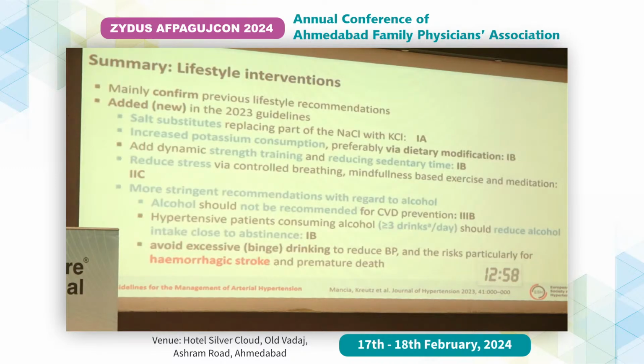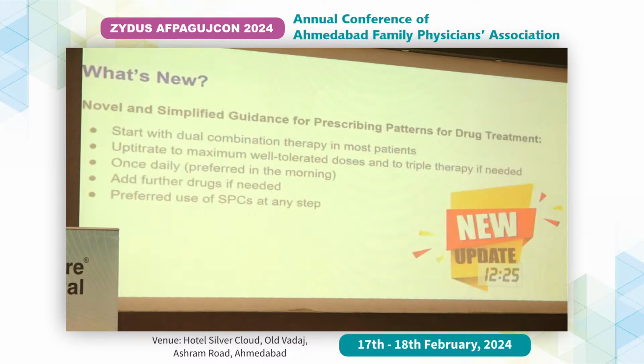So what can we change? Reduce salt, increase potassium consumption. We need to be more stringent regarding alcohol intake. It should be avoided if possible, or taken as minimally as possible. The level of evidence is 1B. If a patient has had a hemorrhagic stroke or premature death, then we need to avoid excessive binge drinking. Strength training and reducing a sedentary lifestyle are important aspects. And if we reduce body weight, we definitely achieve our goals.